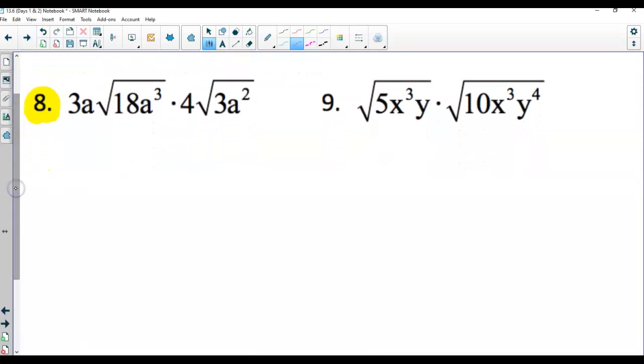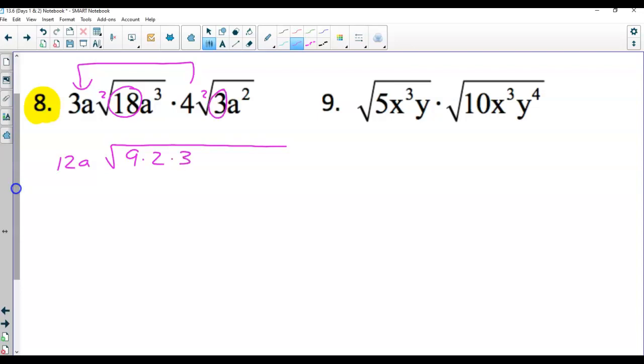Well, if I did this, I would take my outies and put my outies together right away. That's going to give me a 12a. And then I'm going to see these innies all together, all right? And I know 18, because these are square roots, I want to see this 18 as a 9 times a 2. And then that 3, I'm just going to throw the 3 with it. Okay? And then the last thing I'm going to do is say a to the 3rd times a squared. That's going to give me a to the 5th power.